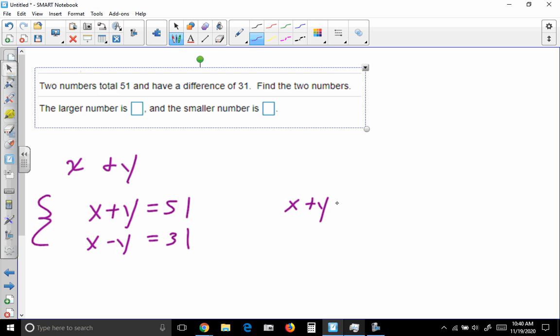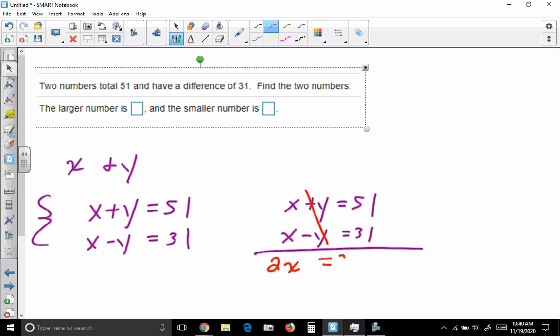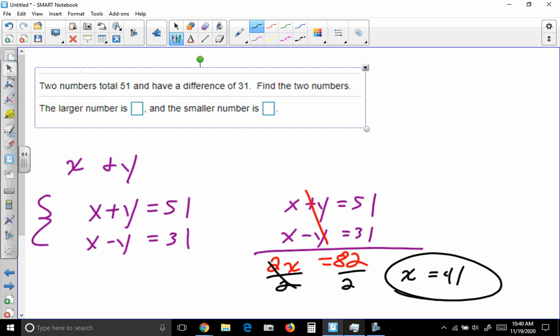So let's just do the elimination method to solve this system, because notice if we add these equations together, x plus x is 2x, y minus y cancels, and we get 82 on the other side. If we divide both sides by 2, we get that x is 41. So one number is 41.